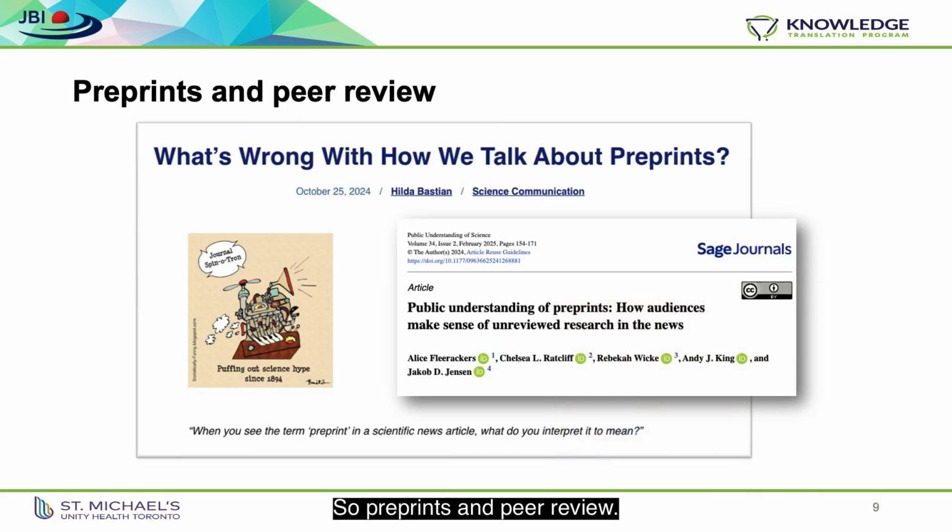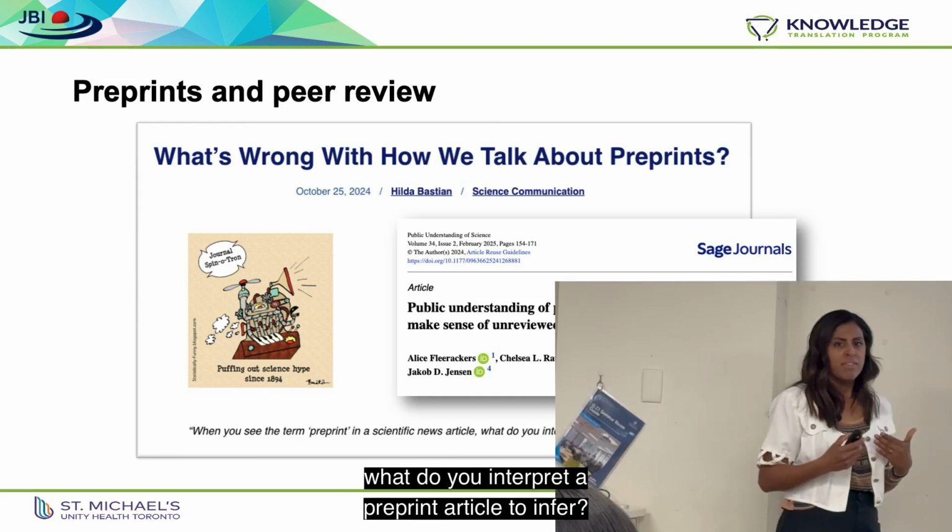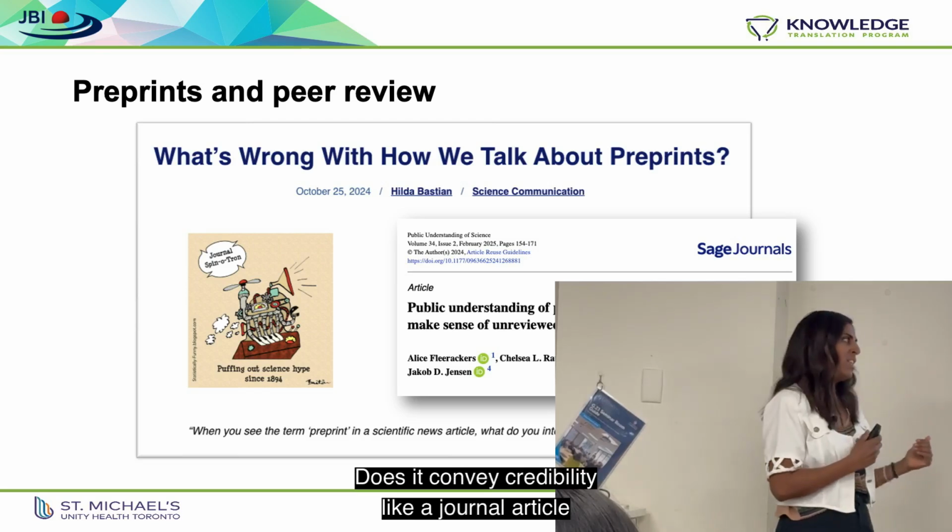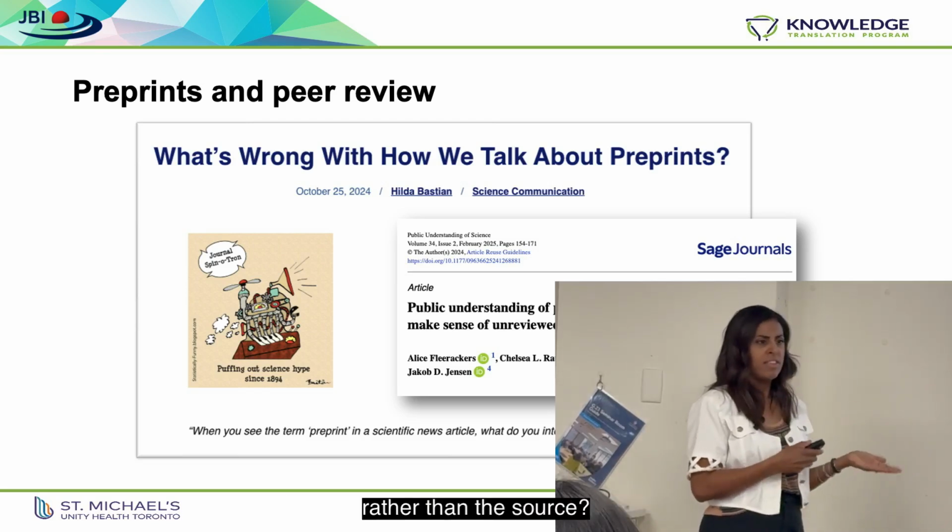So, preprints and peer review. There was a study last year that was published about public understanding of preprints and how audiences make sense of unreviewed research in the news. The question asked was, when you see the term preprint in a news article, what do you interpret it to mean? But then we had this post from Hilda Bastian, and I quite agree with this: the idea is that preprints themselves are not a marker of quality, neither is a journal article, and what we really need to be asking is, what do you interpret a preprint article to infer? Does it convey credibility like a journal article, and should we be assessing the article rather than the source?